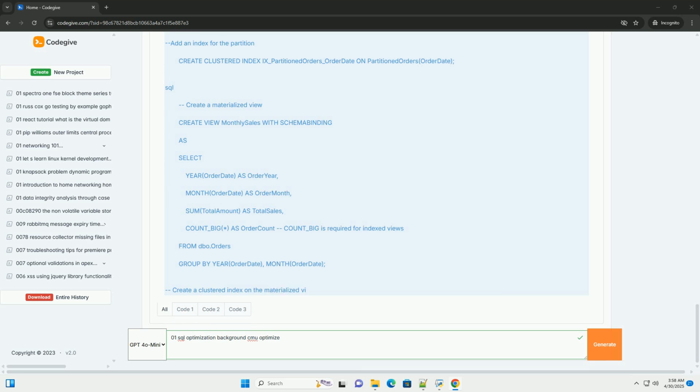4. Data types. What it is: choosing the correct data types for your columns. How to use it: use the smallest data type that can accommodate the data. For example, use int instead of bigint if the values will never exceed the range of int. Use varchar instead of char if the length of the strings varies. Use date or datetime instead of storing dates as strings. Why it matters: smaller data types consume less storage space, improve index performance, and reduce memory usage during query execution.